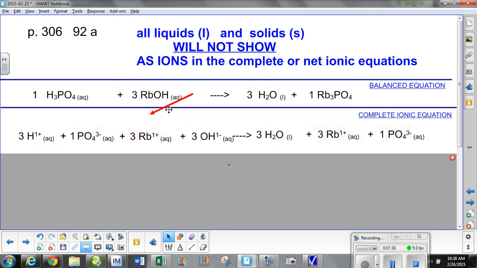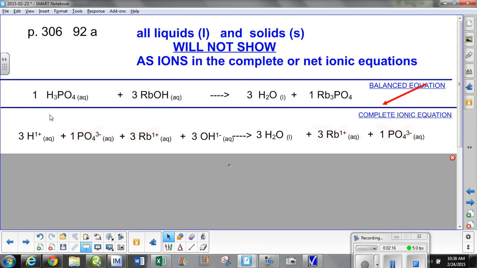And the rubidium, of course, is going to be written as 3 rubidiums because of the coefficient. The hydroxide will be written as 3 hydroxides, again because of the coefficient. And then 3 for the waters, and you'll notice waters as liquid refer back to here. They're not going to show as an ion because it's a liquid. The rubidium ion over here, there's 3 of them because of the subscript here, and then there's 1 phosphate because of the coefficient. And that gives you your complete ionic equation.